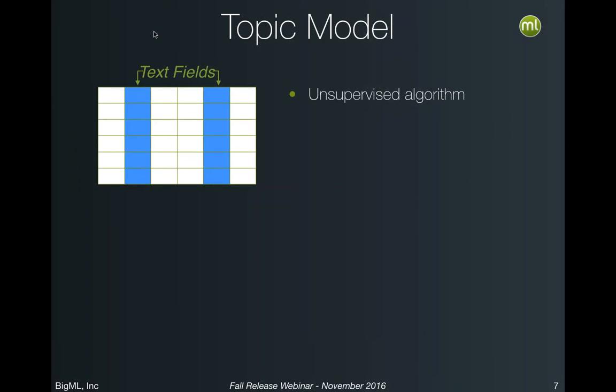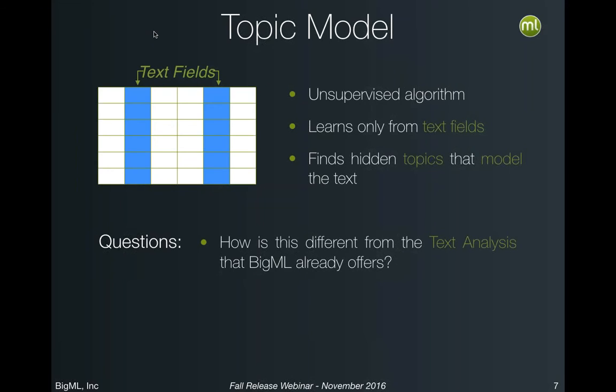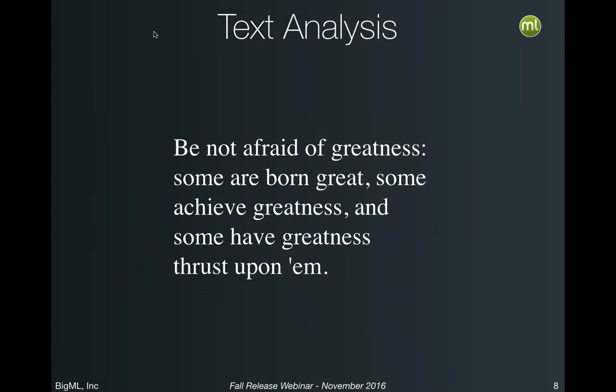And so where does topic modeling fit into this? As we said, topic modeling is an unsupervised technique, and it works on the text fields in your data. What it's trying to do is find the hidden topics that model the text. So we're going to imagine that the text fields in your data are generated from topics, and each of those topics is responsible for generating some part of your text data. So the questions here: first of all, how does this differ from the traditional text analysis that BigML already offers? Secondly, what does the output of the topic model look like, and how can we use it? And third, it is unsupervised, but it's still a model. With supervised models, there's a goal. There's something that these models are designed to do. There's a reason that they exist and are structured the way they are. What is motivating an unsupervised topic model to look the way it does?